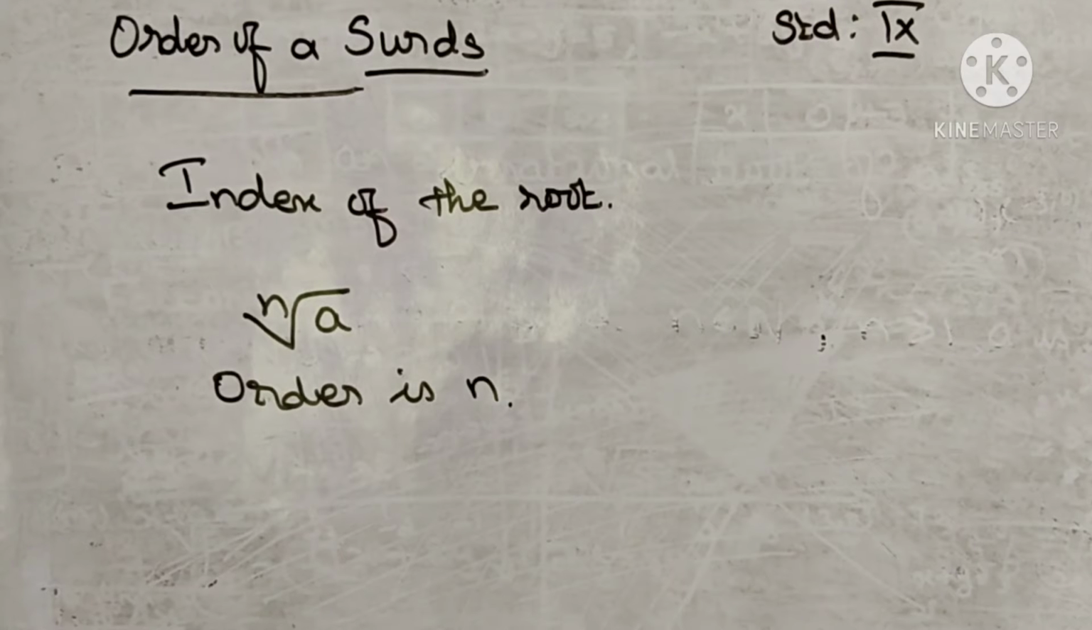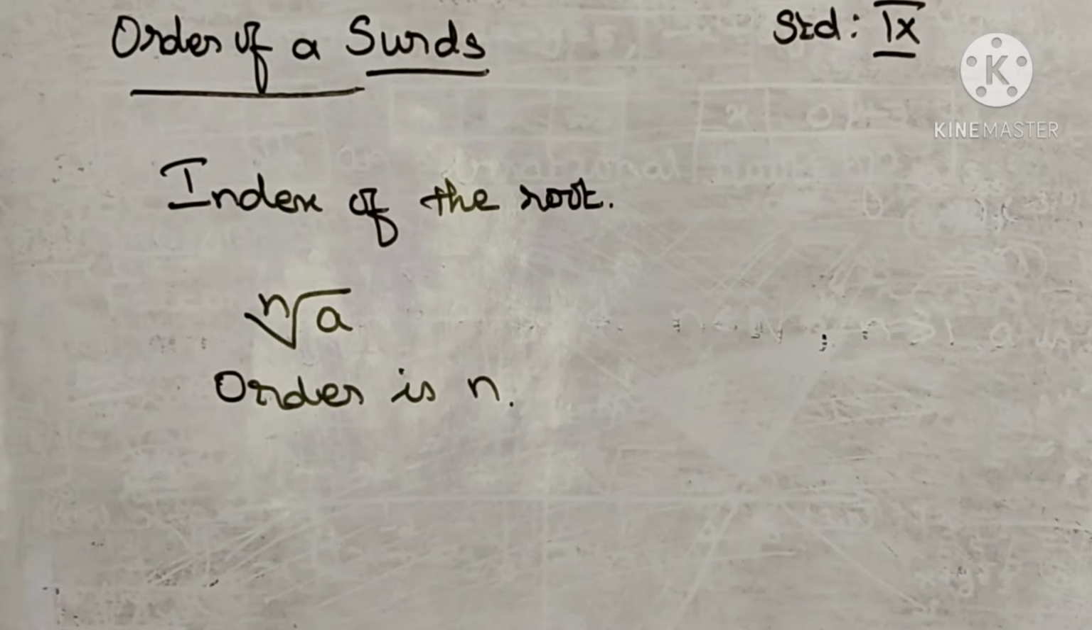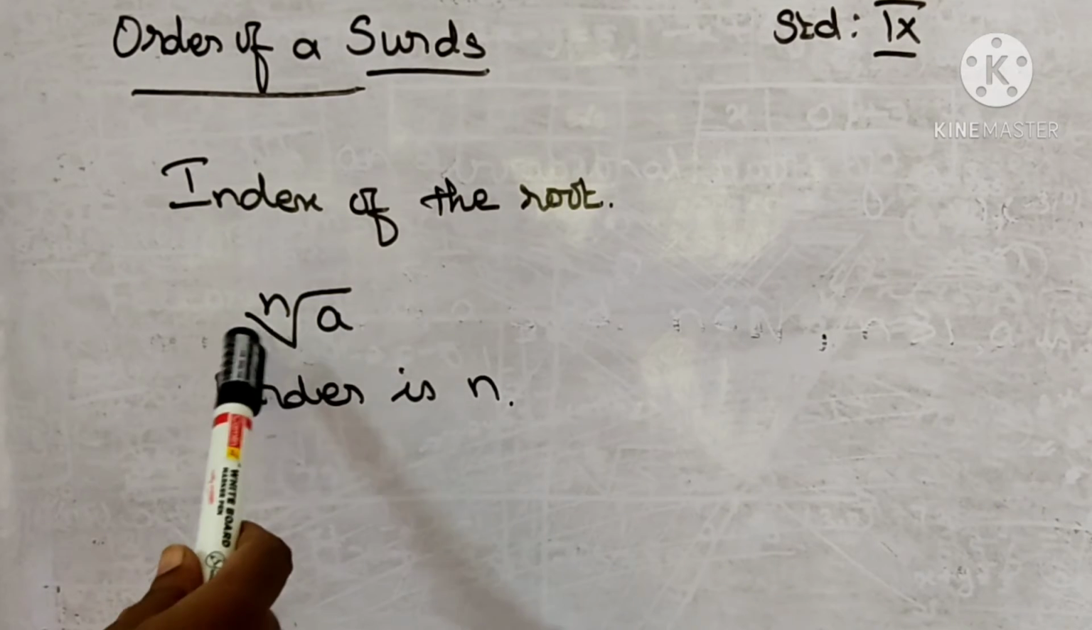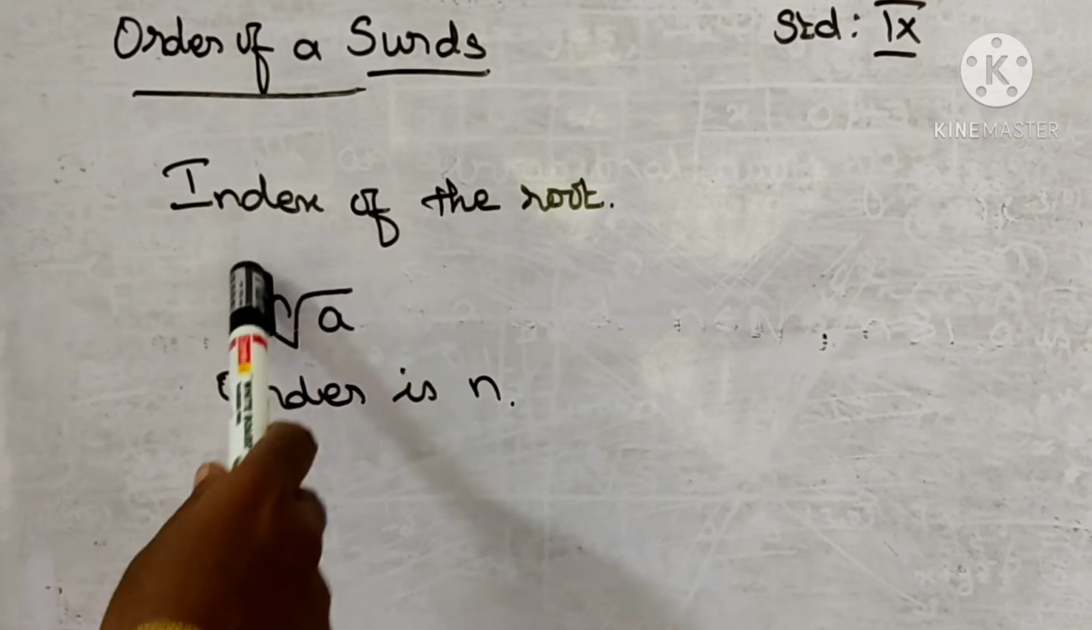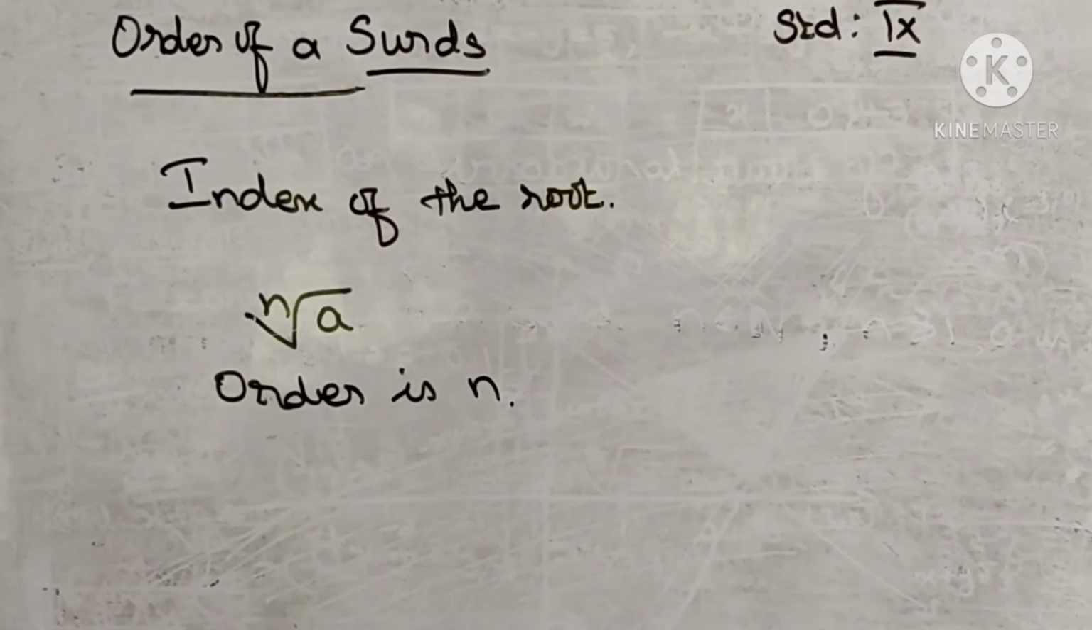Next heading, order of surds. The definition: the order of a surd is the index of the root to be extracted. For example, in the nth root of a, the order is the index of the root. The index is n, so the order is n.